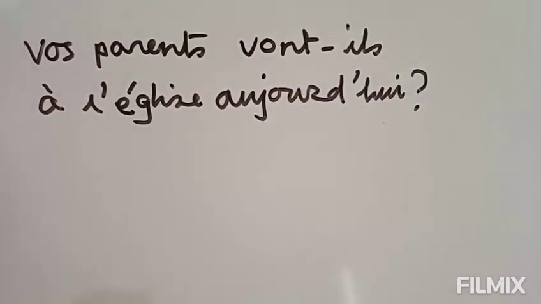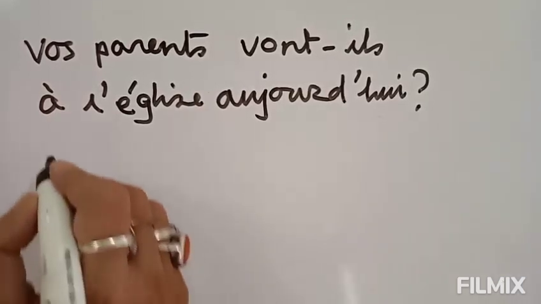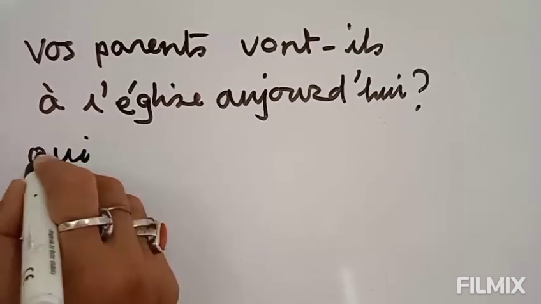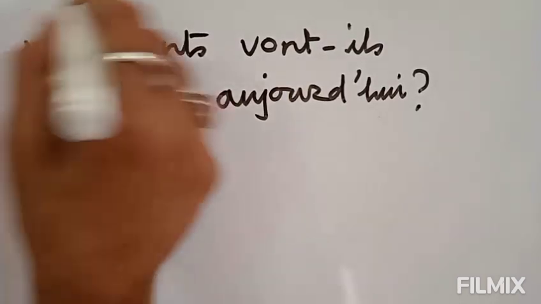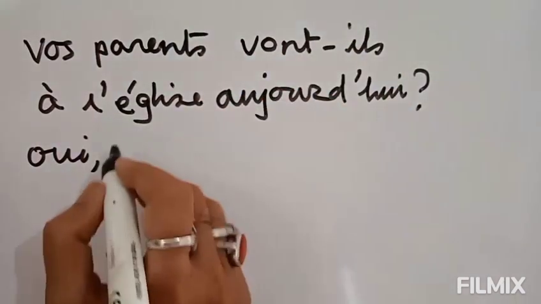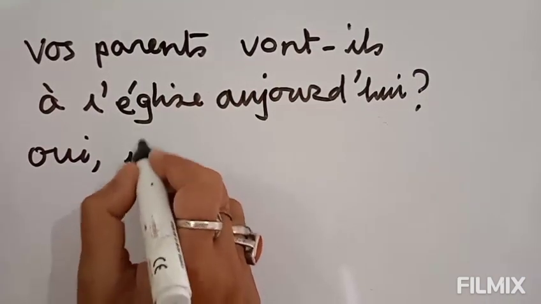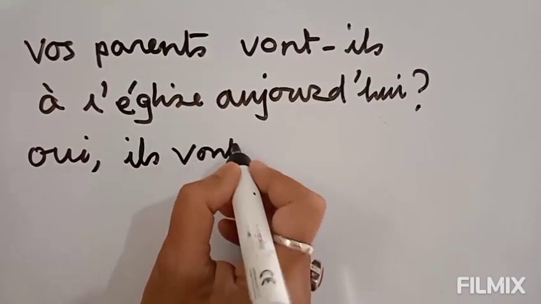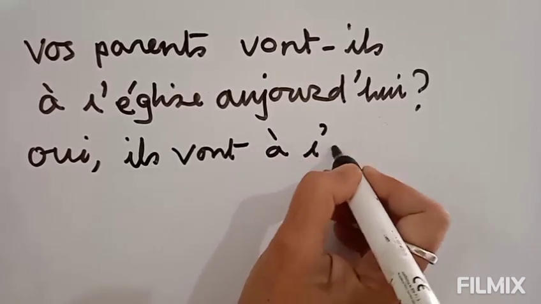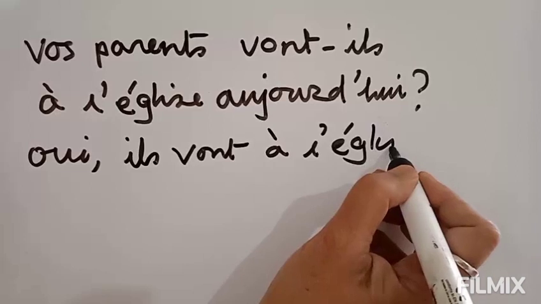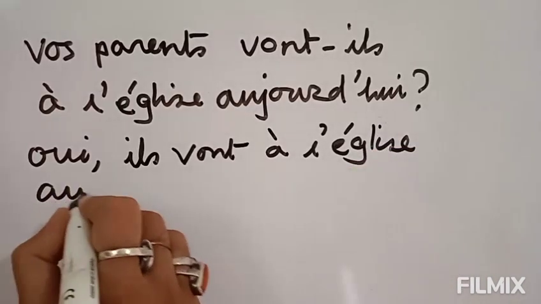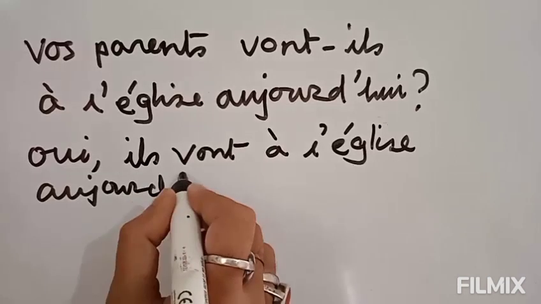Vos parents vont-ils à l'église aujourd'hui? Vos parents means your parents. Your parents, do they go to the church today? That is the English meaning. I am giving one answer, the affirmative answer. Oui, that means yes. I am not repeating vos parents; I am using a pronoun. You have to give the answer as per instruction, using a pronoun. Ils vont à l'église aujourd'hui. Aujourd'hui means today.